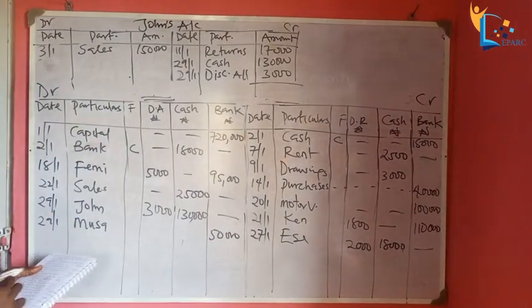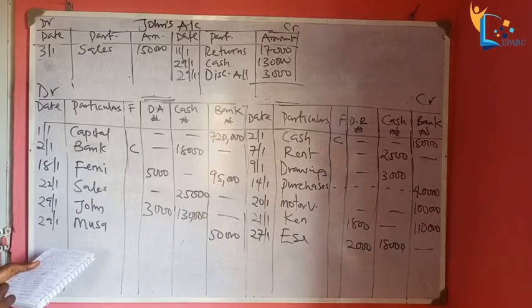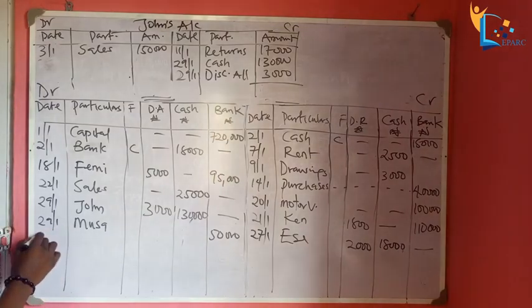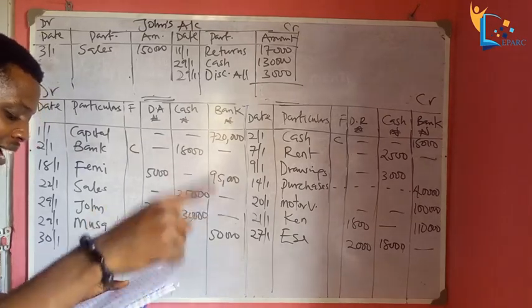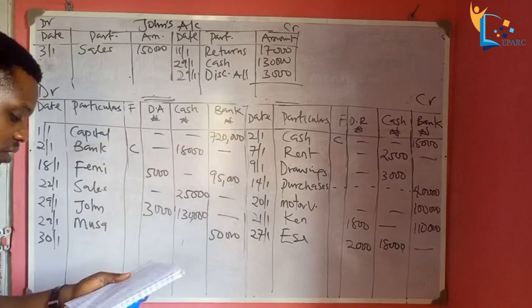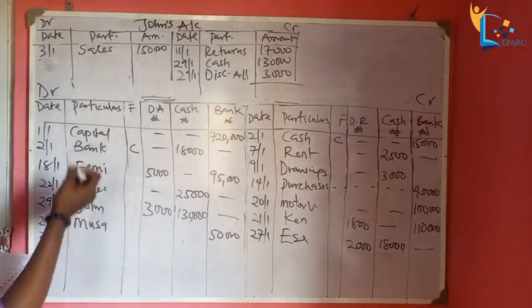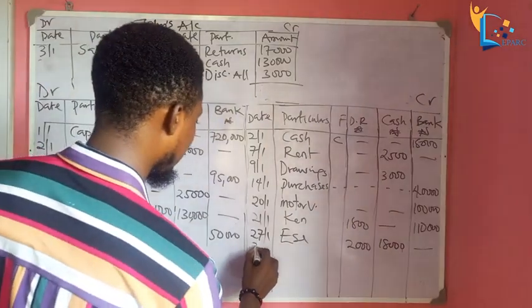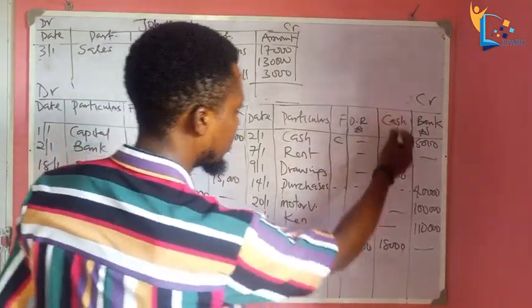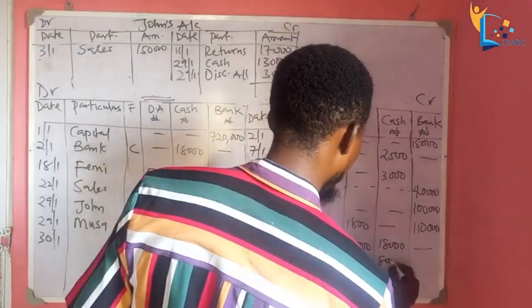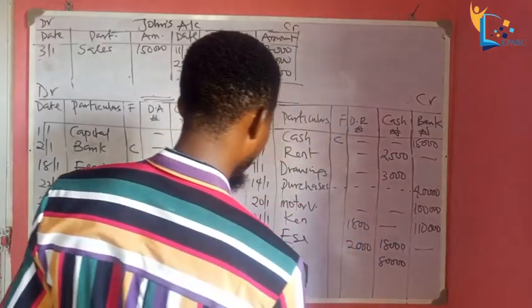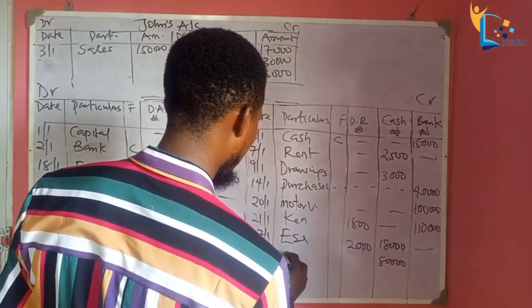Then on the 30th, deposit cash into bank. This is a contra entry. So who is receiving, who is giving? Paid cash into bank. Bank is receiving, cash is giving. Credit the giver. Cash is giving. How much? 80,000.